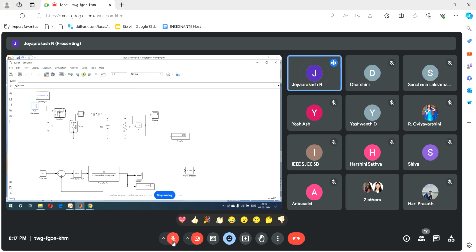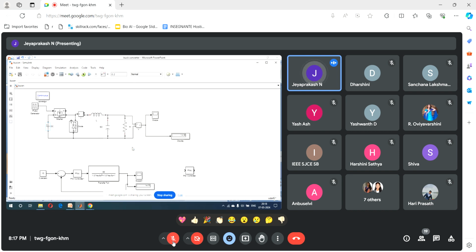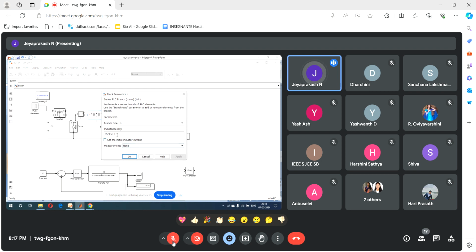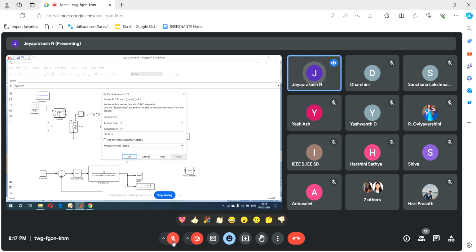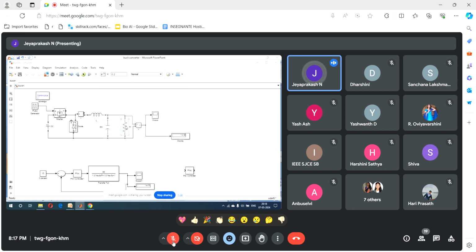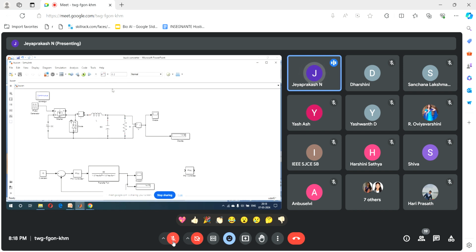After that, my input is 48 volt, so I am applying 48 volt. The L and C values will be whatever I have calculated, so those values are applied here, 125 microfarad. My load resistance is 8 ohm. So now I am simulating this.